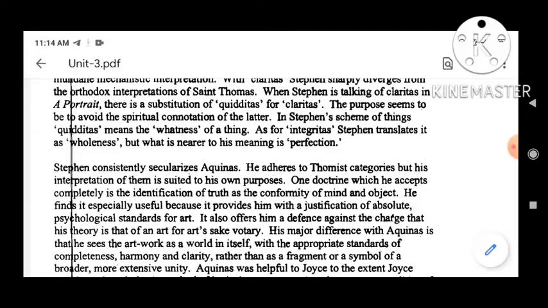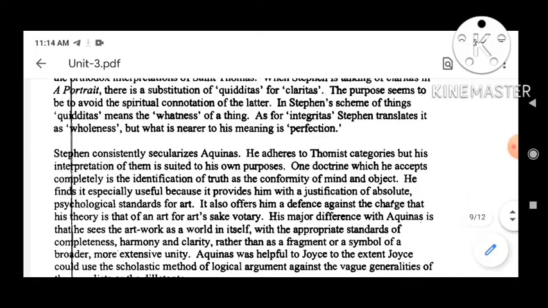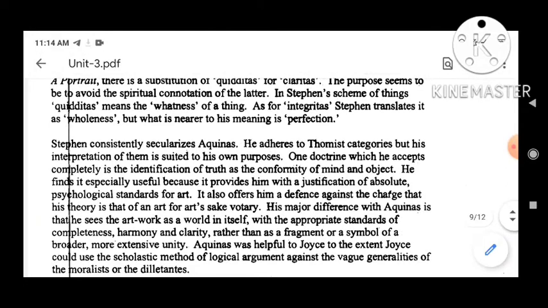As for integritas, Stephen translates it as wholeness, but what is nearer to his meaning is perfection. So integritas means wholeness, but the nearer meaning is perfection. How perfectly the thing is done. So that means it is integritas.